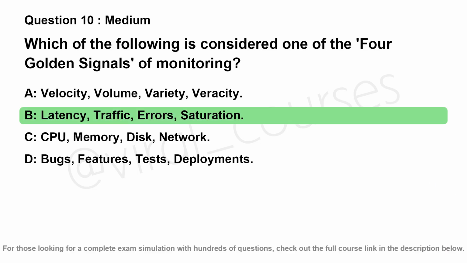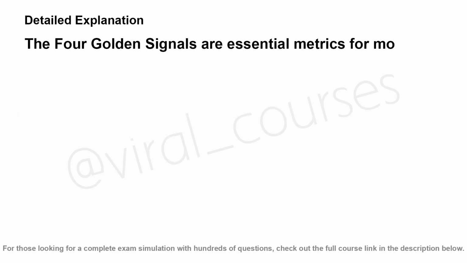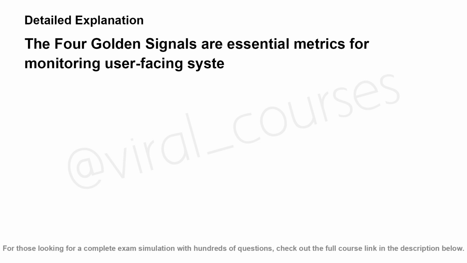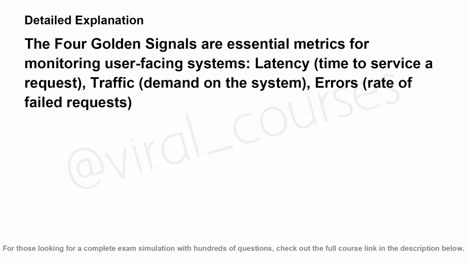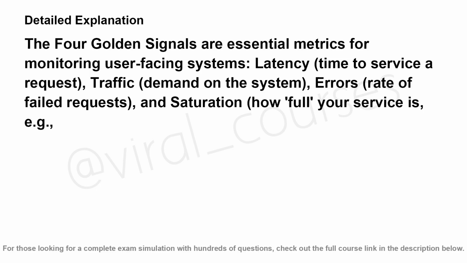The correct answer is B. The 4 golden signals are essential metrics for monitoring user-facing systems. Latency, time to service a request. Traffic, demand on the system. Errors, rate of failed requests. And saturation, how full your service is, e.g., memory or thread limits.